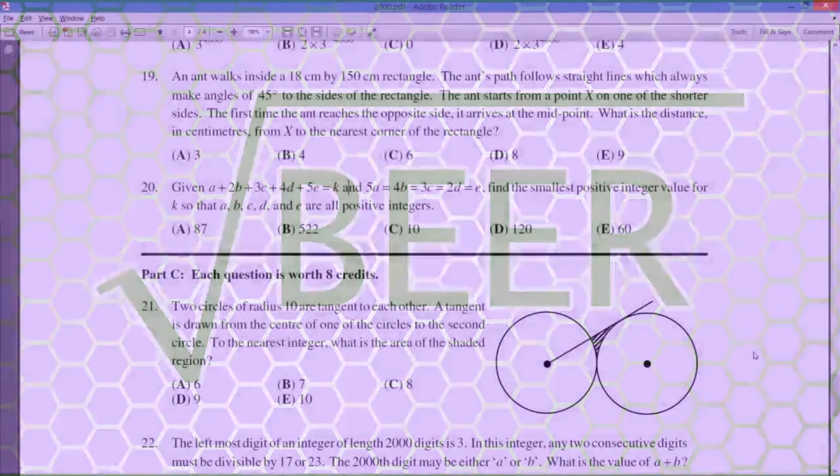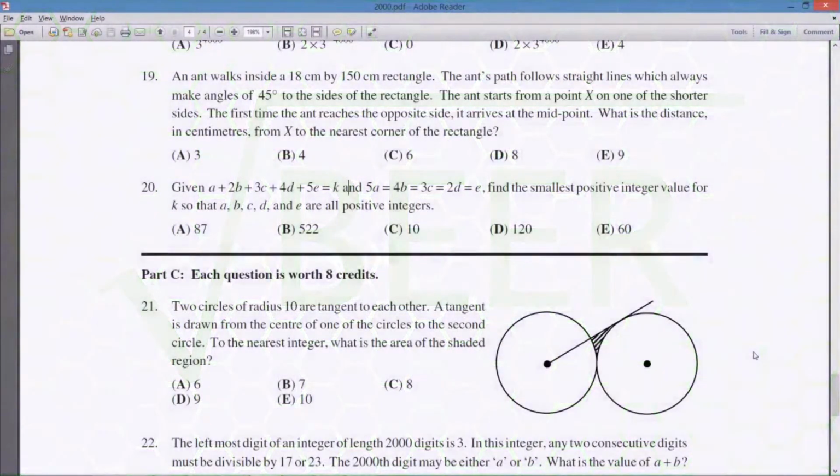We're back with the 2000 Fermat paper, and we're on to question number 19. What does 19 have to say? An ant walks inside a 18 centimeter by 150 centimeter rectangle. The ant's path follows straight lines, which always make angles of 45 degrees to the sides of the rectangle.